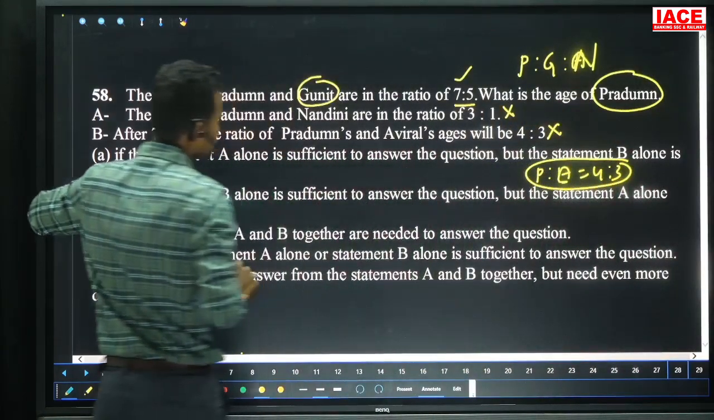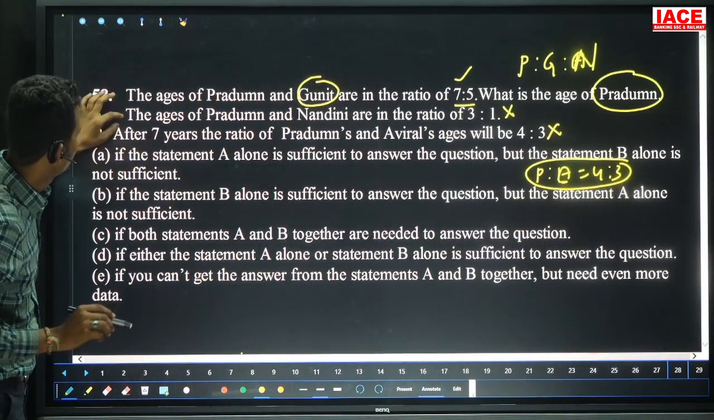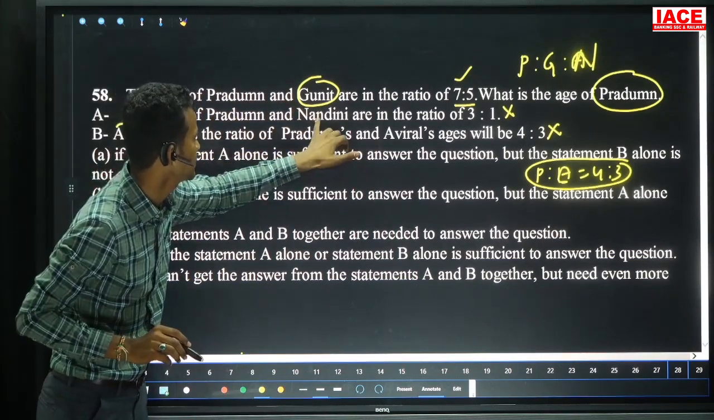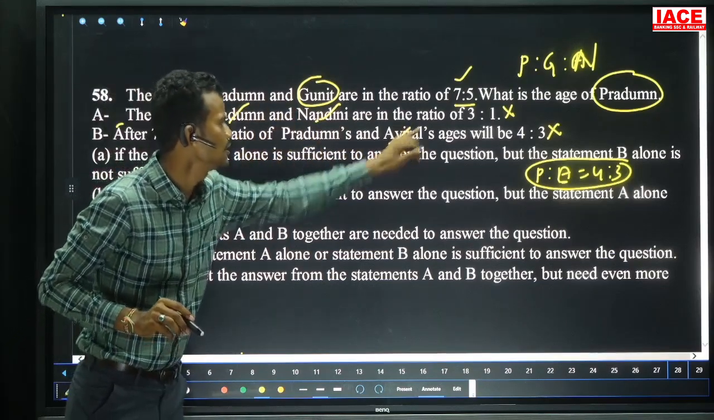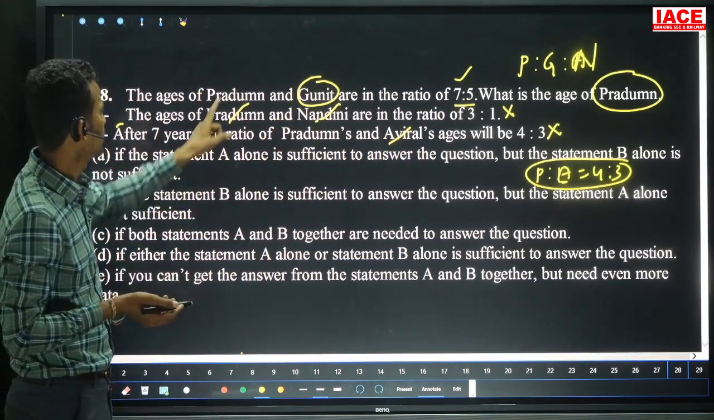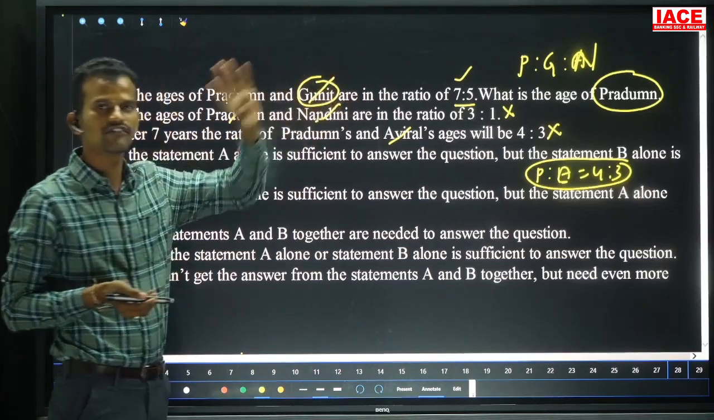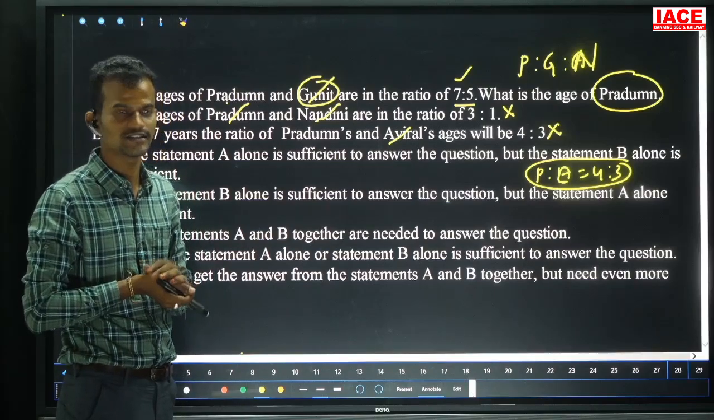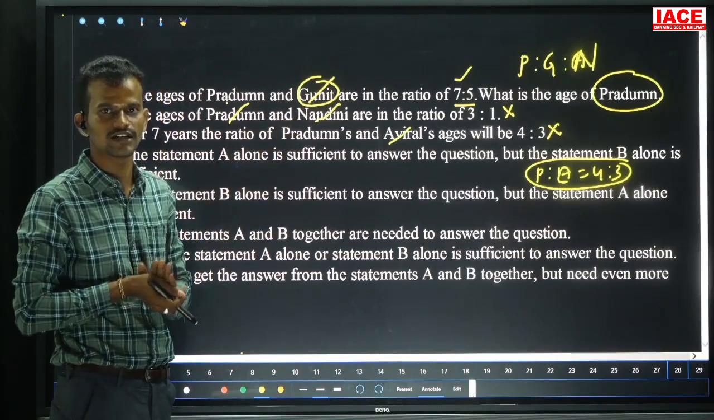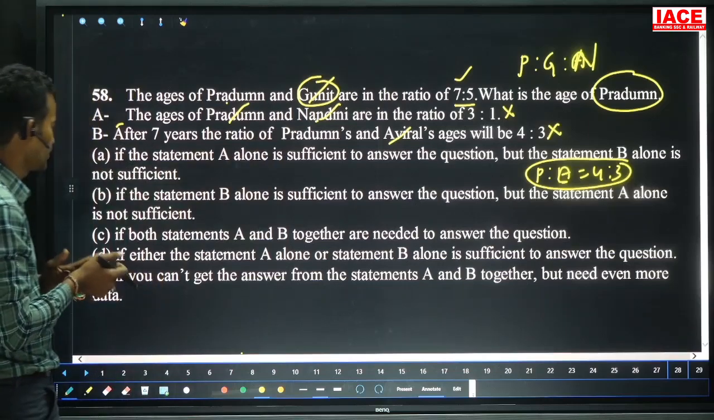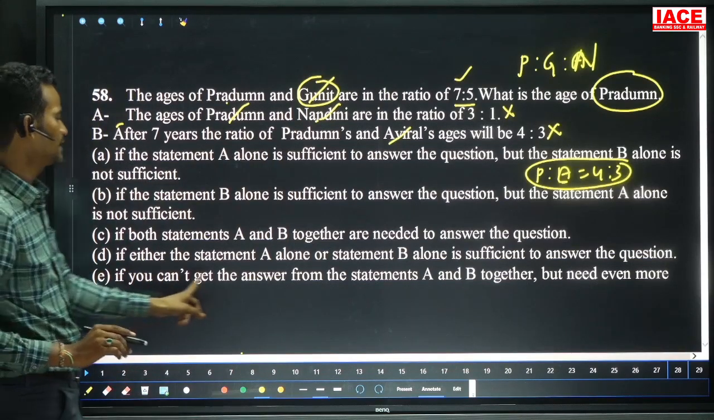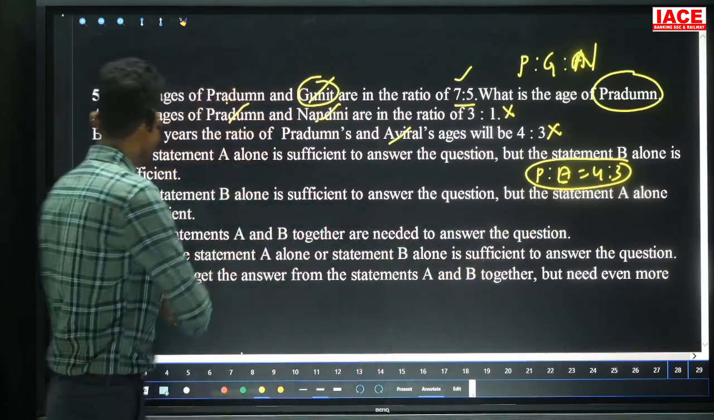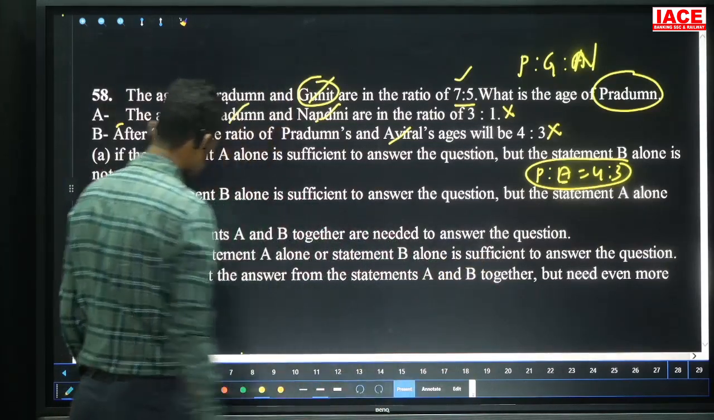But listen, sir. When you combine, is there any chance? Here Pradhuman and Nandini, 2 people. Here Pradhuman and Aviral, total 3 different persons. And also here Gunit, 4 different people. So there is no link between the ratios. That means neither statement is giving the answer, and together also not giving the answer. So what is the answer? If you cannot get the answer from statement A and B together, yes or no? So option E is your answer. So clear? See the next one.